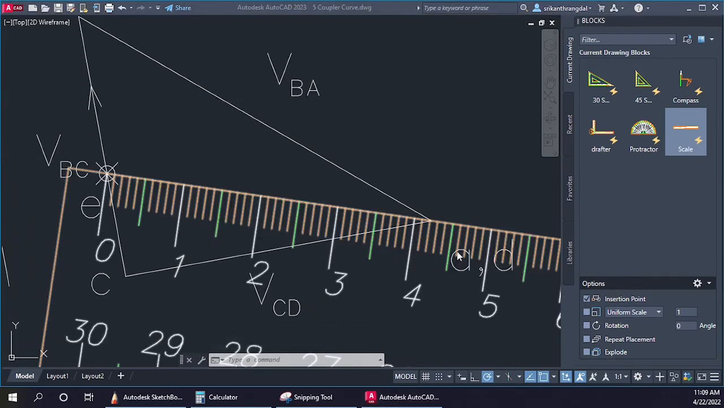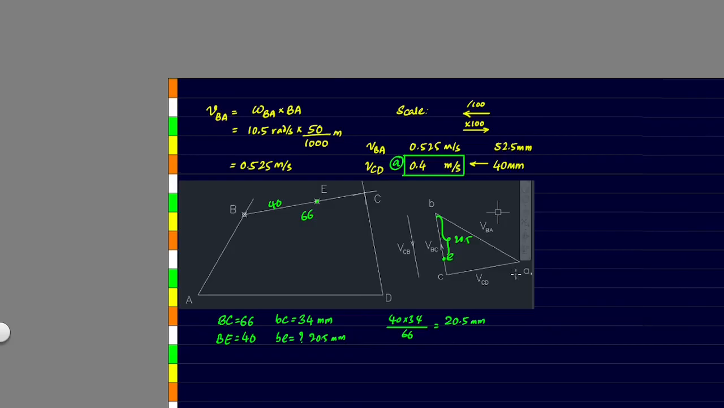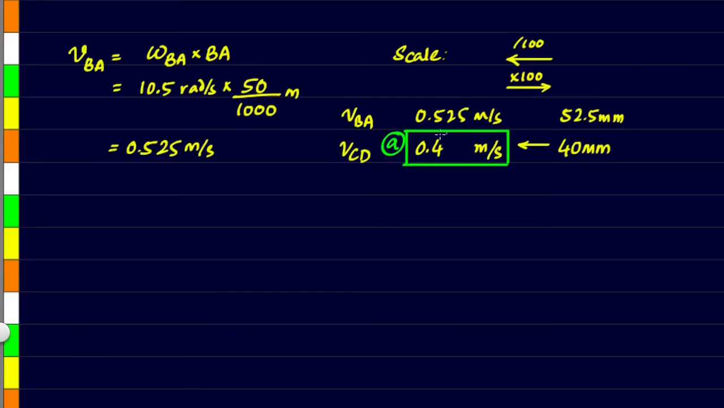So 42 mm. This 4.2 centimeters, again we'll have to convert it using the same scale that we had used for the velocity diagram. So we got 42 mm over here. When we convert it back, we just divide this by 100 and we are getting 0.42 meters per second. So this is the answer to our B bit.